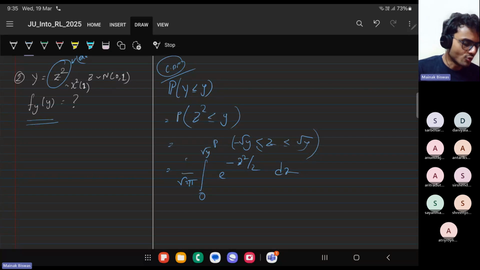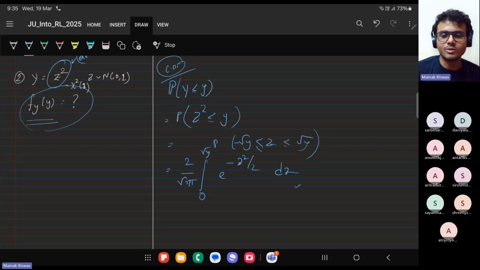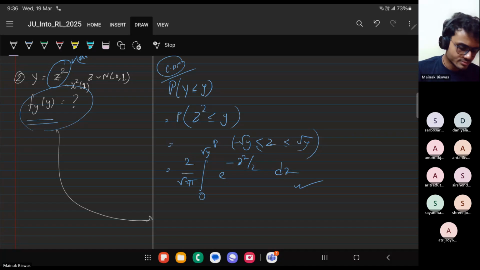So now I'm told to find the CDF. See, this is a non-integrable form. The normal distribution cannot be integrated. You have to use Simpson's or trapezoidal rule to find the numerical distribution. But f of y I can find. How can I find it? By differentiation. Very good.